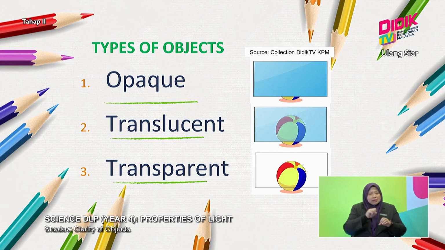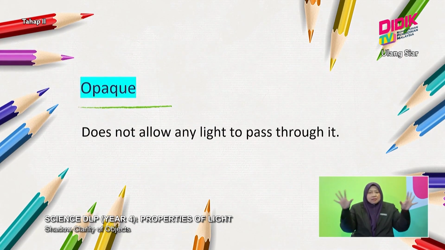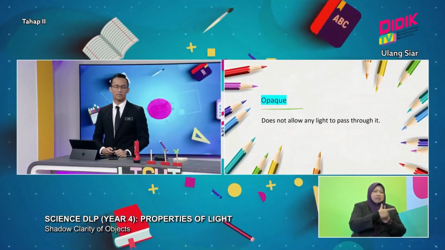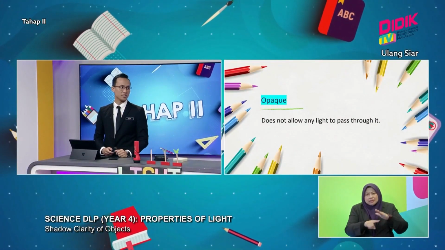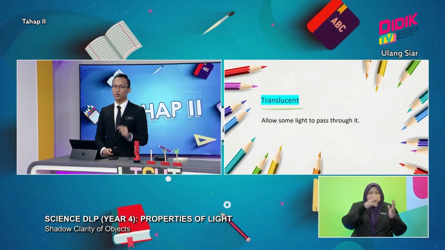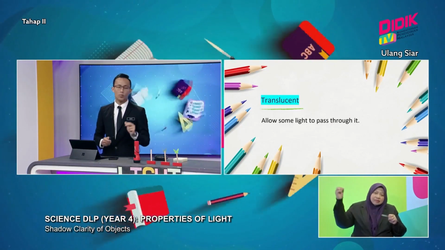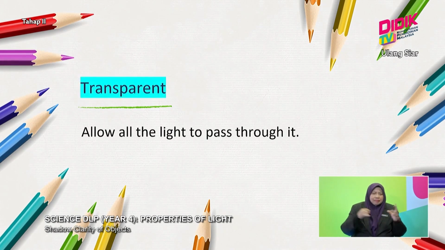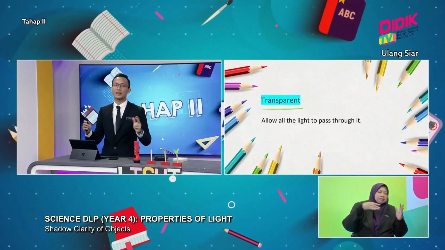Yes. All right. So based on that, we can see that the opaque object does not allow any light to pass through it. Therefore, we cannot see the ball at all based on the picture just now. Secondly is translucent. Translucent means it only allows part of the light to pass through it. Therefore, the shadow is not clear. It's less clear. And last of all is the transparent object, which allows all lights to pass through it. Therefore, there's no shadow at all.